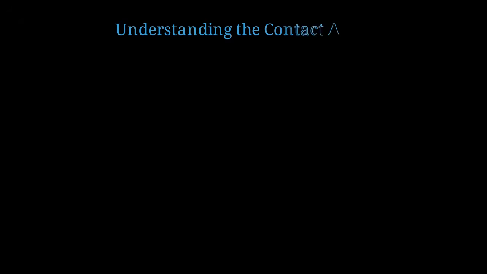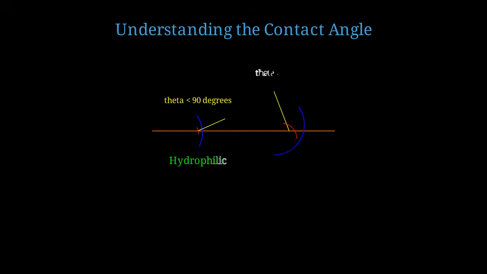The contact angle is absolutely critical. It determines whether the surface pulls the liquid forward or pushes it backward. If theta is less than 90 degrees, the surface is hydrophilic, and cosine theta is positive. The capillary pressure is positive, pulling the liquid forward. If theta is greater than 90 degrees, the surface is hydrophobic, and cosine theta is negative, creating a barrier.